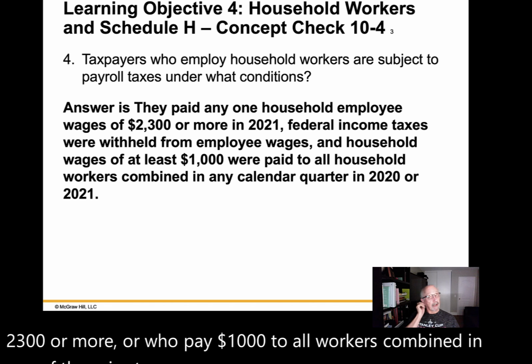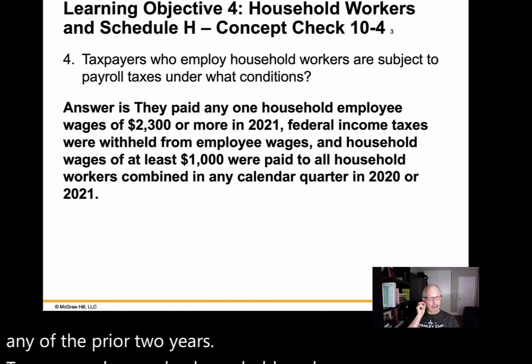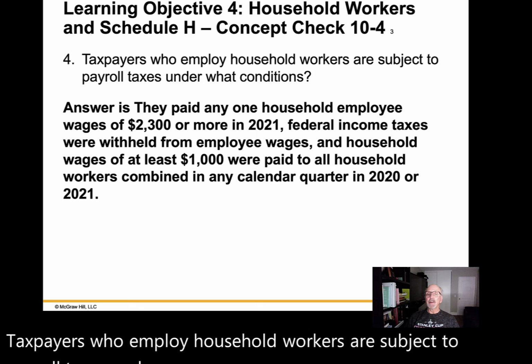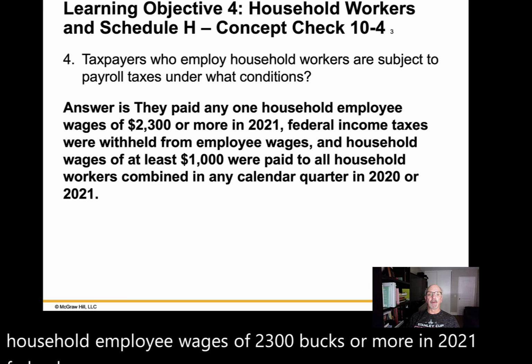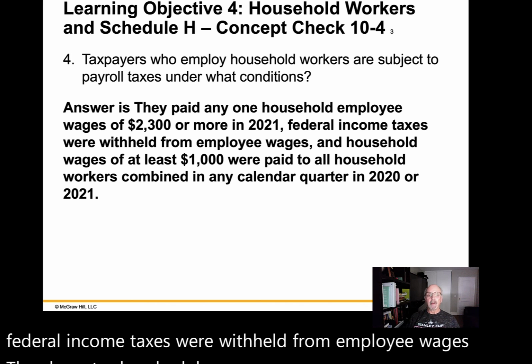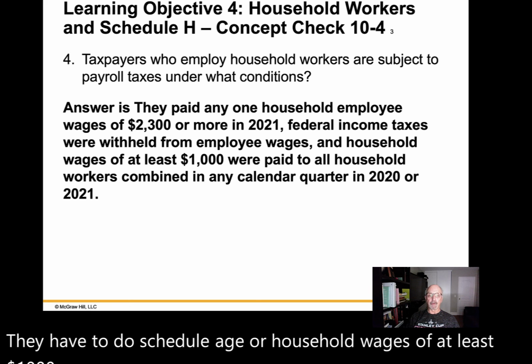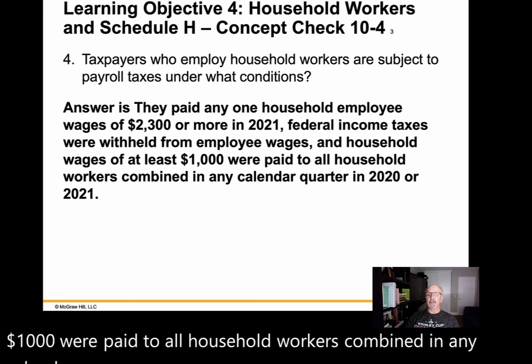Taxpayers who employ household workers are subject to payroll taxes under what conditions? They paid any one household employee wages of $2,300 or more in 2021. Federal income taxes were withheld from employee wages, they have to do Schedule H. Or household wages of at least $1,000 were paid to all household workers combined in any calendar quarter in 2020 or 21, so for the 2 years.